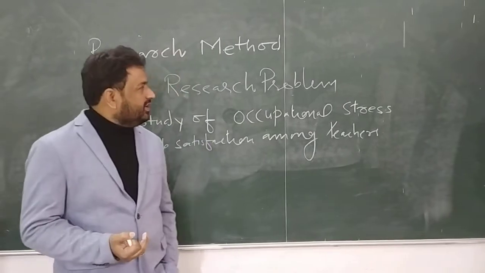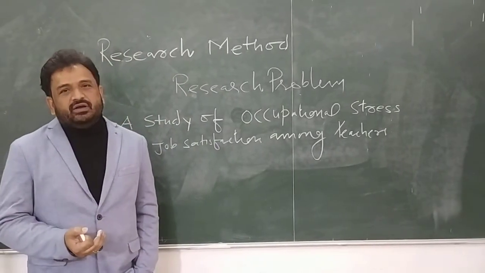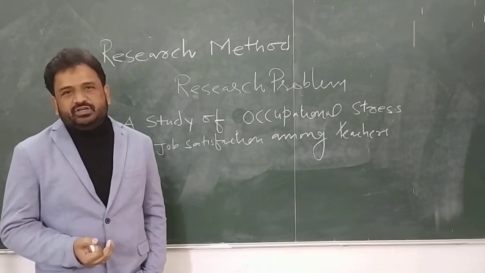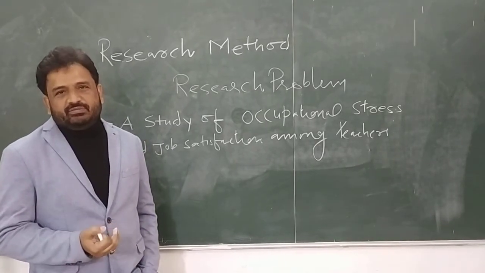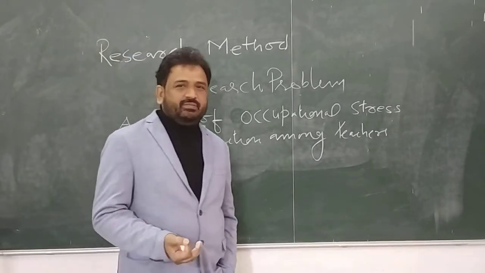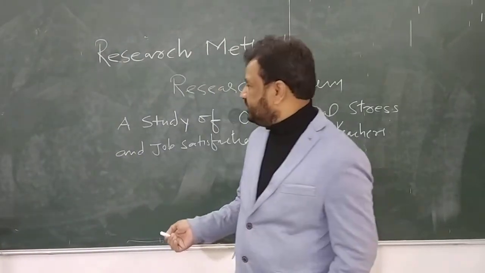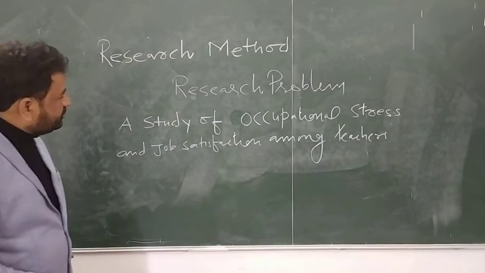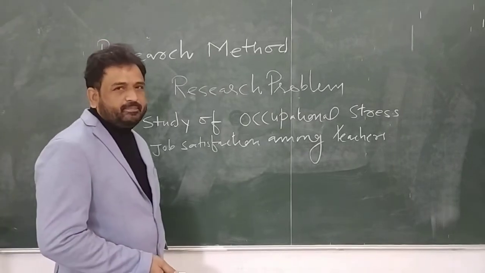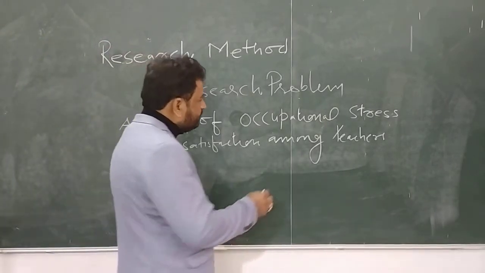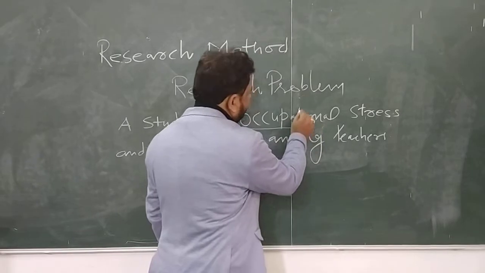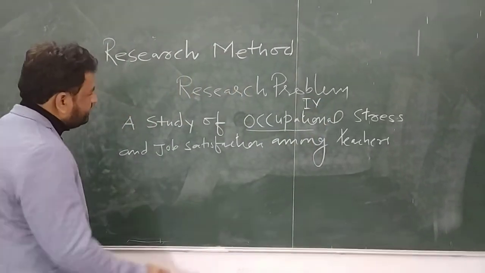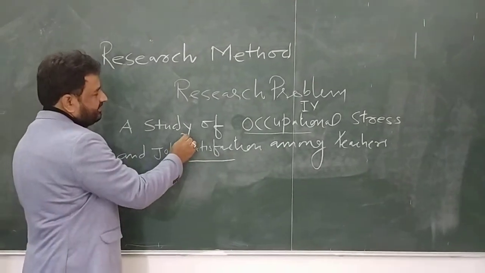Especially it should be on an empirical basis, because every research problem, if it's empirical in nature, must contain some variables, like independent and dependent variables. I have formulated one research problem. You can see over here: a study of occupational stress and job satisfaction among teachers. Here there are two important variables I have taken. One is occupational stress, which acts as an independent variable, and job satisfaction as the dependent variable.